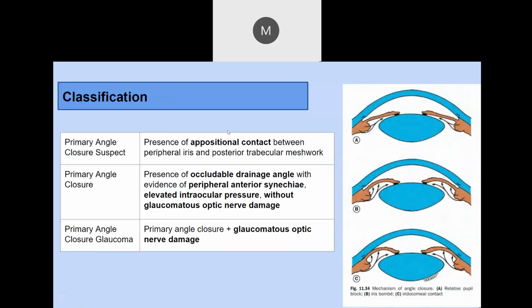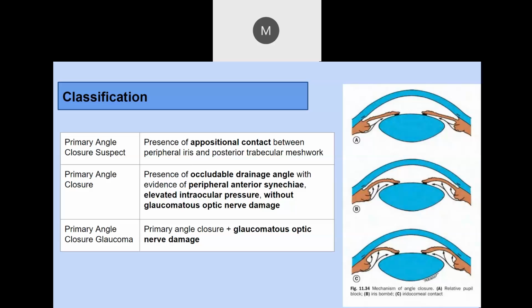Okay, next. As for the classification, acute angle closure can be divided into primary or secondary. Primary occurs in the anatomically predisposed eye, and secondary is due to another ocular or systemic factor, for example, swelling of the eye because of trauma. But for the classification, I will focus more on the primary classification.